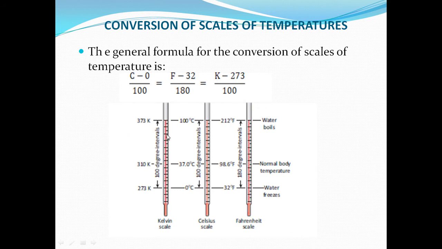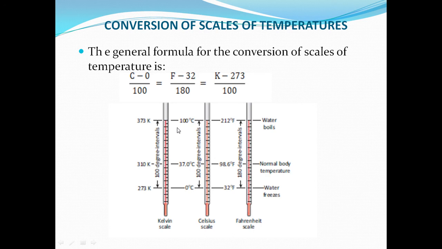Next, we look at the three scales: Kelvin scale, Celsius scale, and Fahrenheit scale. First, the lower fixed point of the Kelvin scale: 273 Kelvin is the lower fixed point, as you see in the diagram. The upper fixed point, the top reading, is 373 Kelvin. The number of divisions is 100: upper fixed point minus lower fixed point gives 100 degree intervals. Next, the Celsius scale. The lower fixed point is 0 degree Celsius.